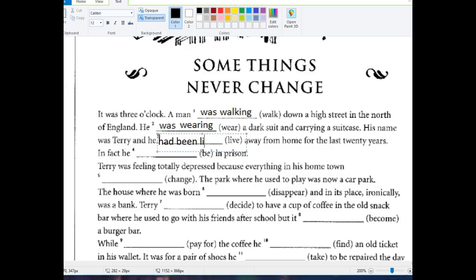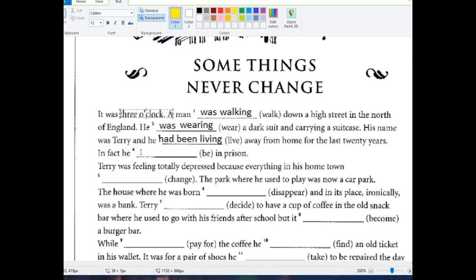And please notice that this period of 20 years was before it was 3 o'clock. 3 o'clock is the main anchor for this story. It's the main past simple and past continuous series of events. They happen from 3 o'clock onwards. Anything that happened before 3 o'clock will be in past perfect.